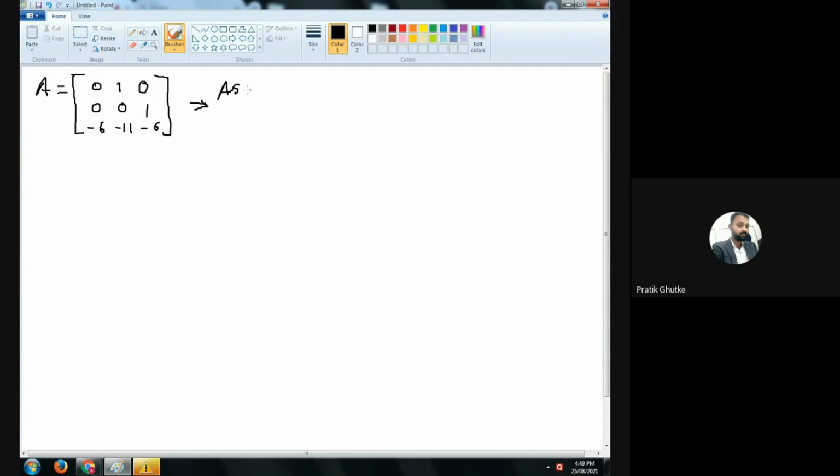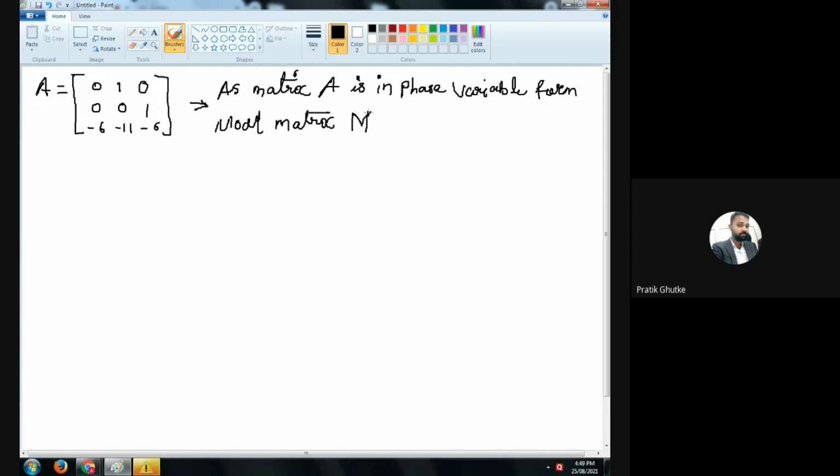So matrix A is in phase variable form. So the modal matrix M, how to calculate the modal matrix M? Capital M, I have to calculate M.